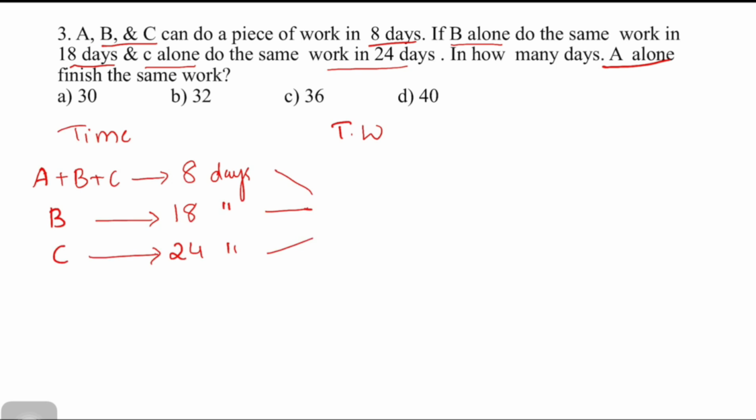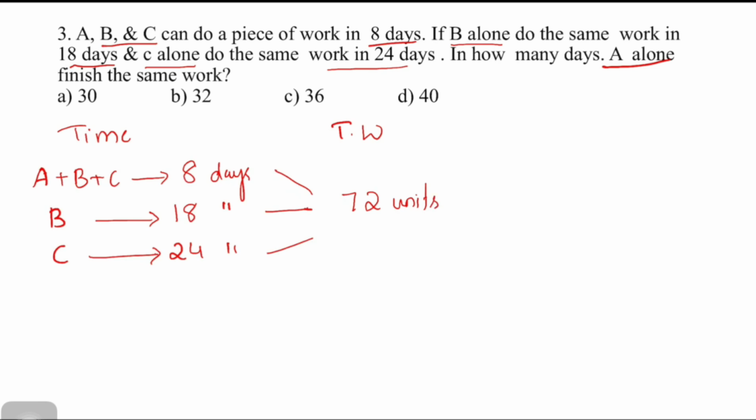Next, 24 twos are 48. 48 is divisible by 8 but not 18. So 48 cannot be the LCM. So next, 24 threes are 72. So 72 is divisible by 18, yes, and 72 is divisible by 8, yes. So 72 is the LCM of all three. So the total work is 72 units.